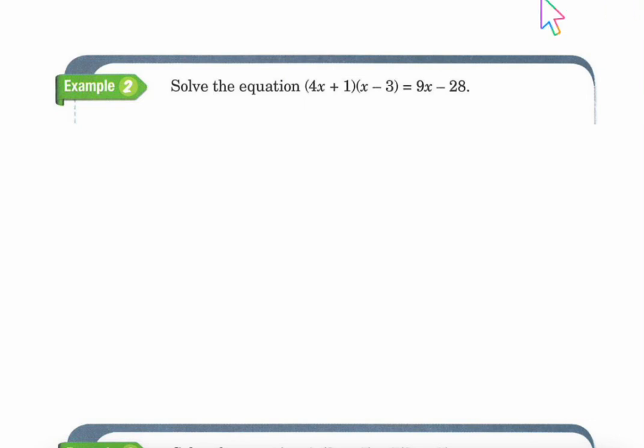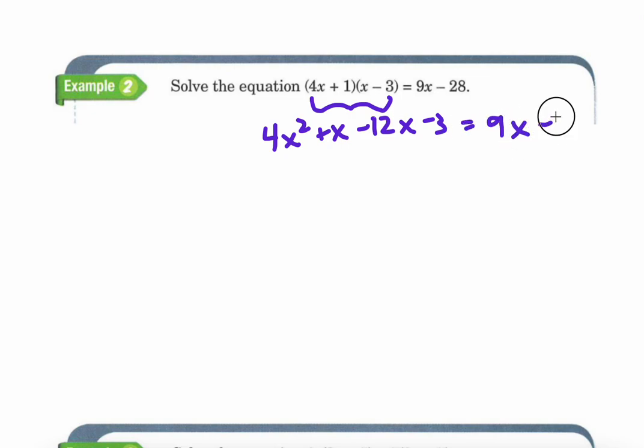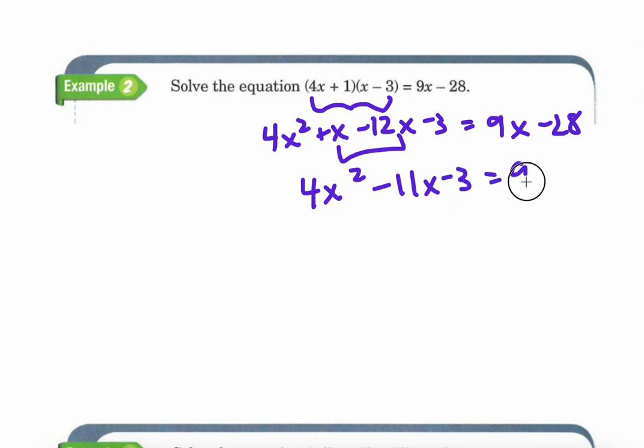All right, so I'm going to need to unravel this binomial here. So it becomes 4x squared plus x minus 12x minus 3 equals 9x minus 28. Okay, and then I'm going to need to put stuff together. This is minus 11x. Okay, and then I'm going to need to move everything to one side. I'm going to choose to move it over to the left side because I already have a positive x squared here.